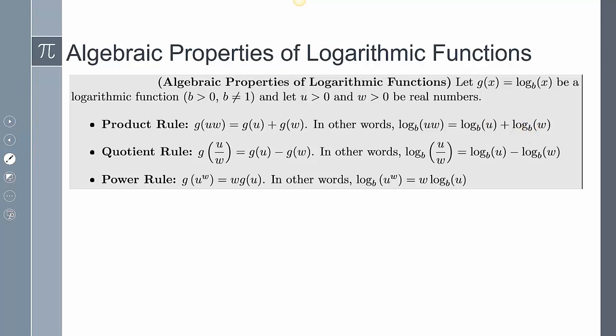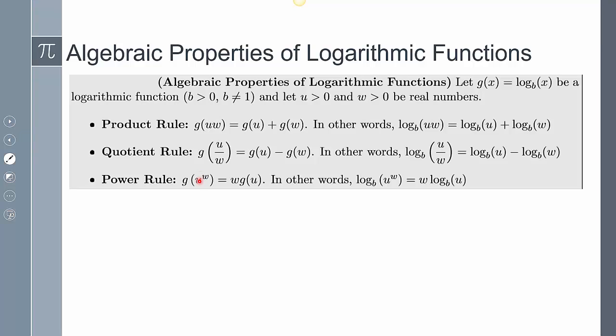In other words, log base b of u times w is log base b of u plus log base b of w. The quotient rule says if I have some function g and I'm dividing two inputs, u and w, I can break it up into two separate functions, g of u minus g of w. Looking at that in terms of logs, log base b of u divided by w equals log base b of u minus log base b of w.